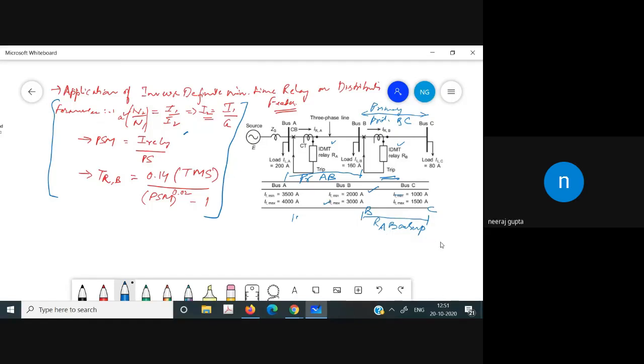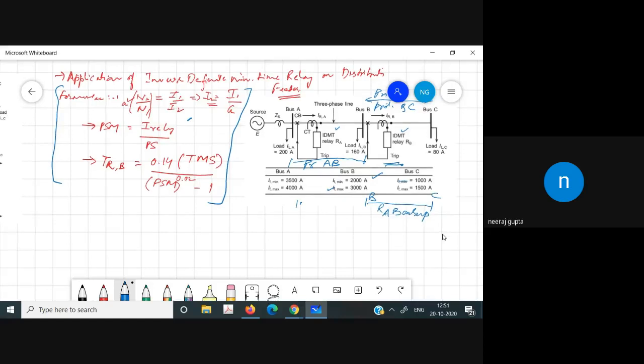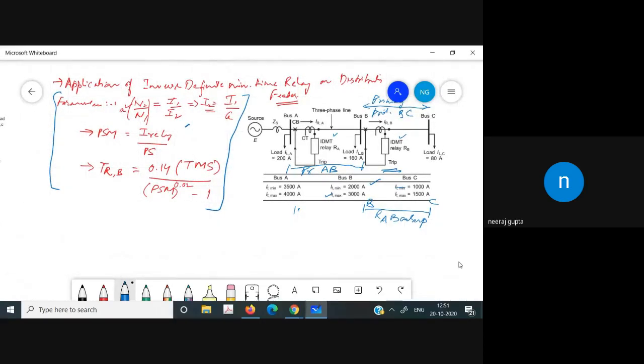Now, as the rule of thumb that I have discussed, we will start the setting from the tail end of the relay because it has no selectivity problems and it doesn't have to coordinate with any other relay. So we have to discuss this one.